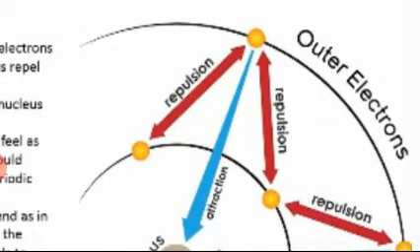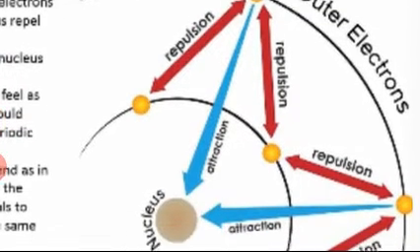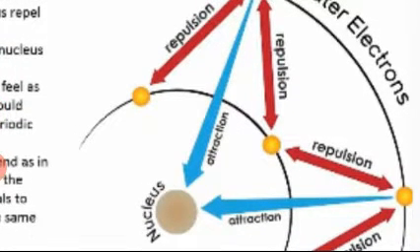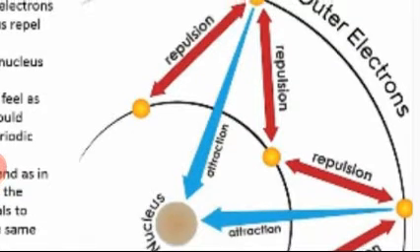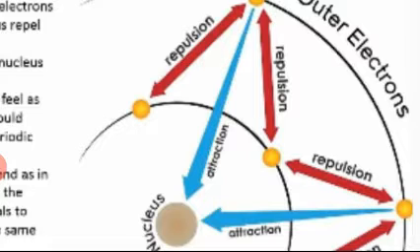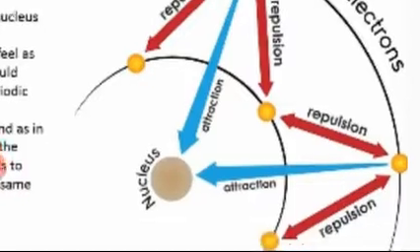You can see this picture. This is the outer electron and the inner shell. The inner shell and outer shell have repulsion. These red arrows show repulsion, but there is attraction with the blue arrow toward the nucleus. Right?